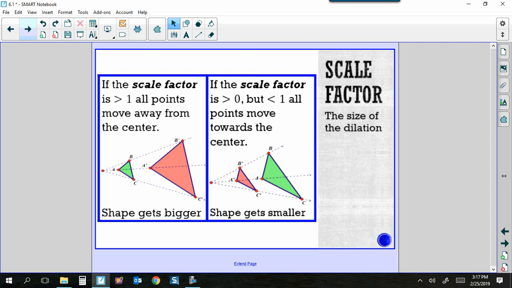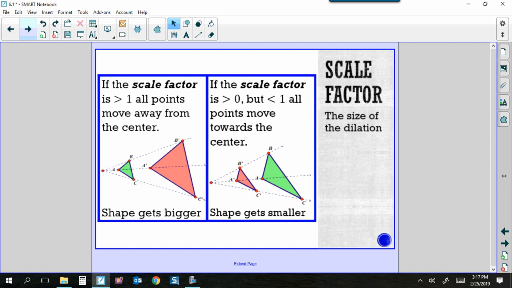When your scale factor is greater than 1, so any number greater than 1, it means that your shape is going to be getting bigger. You're moving away from that center point. And the reason for this is you need to remember your scale factor is what you are multiplying by.